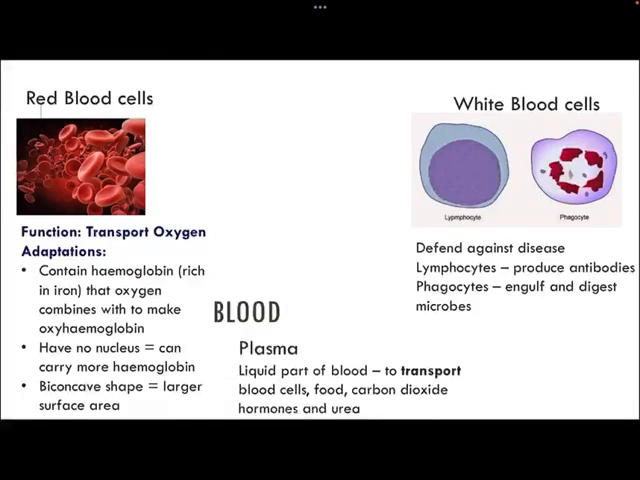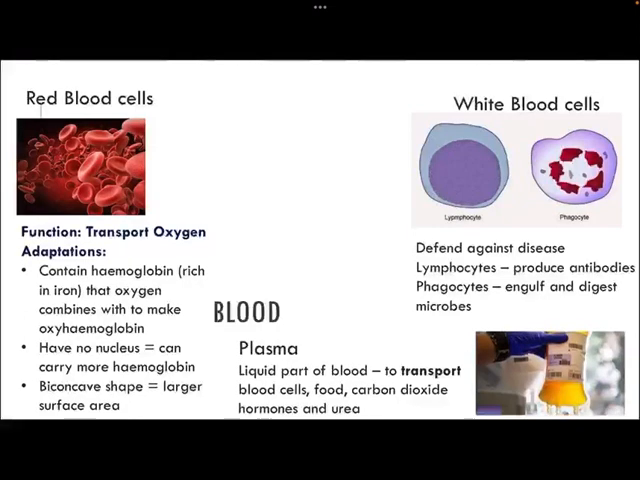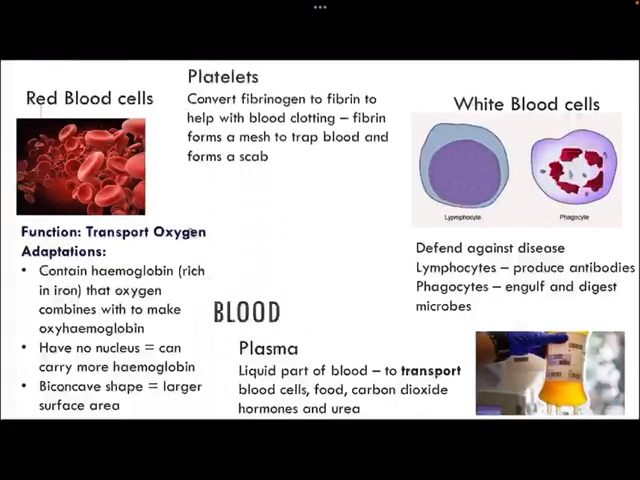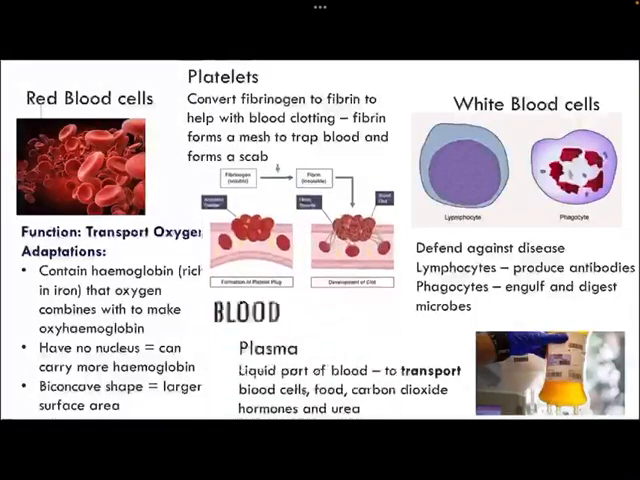The plasma is the liquid part of the blood, and it is needed to transport the blood cells, food, carbon dioxide, hormones and urea. And it is a straw-coloured liquid. And then the platelets, their job is for clotting blood. So they convert fibrinogen to fibrin to help with the blood clotting. The fibrin then forms a mesh to trap the blood and forms a scab.